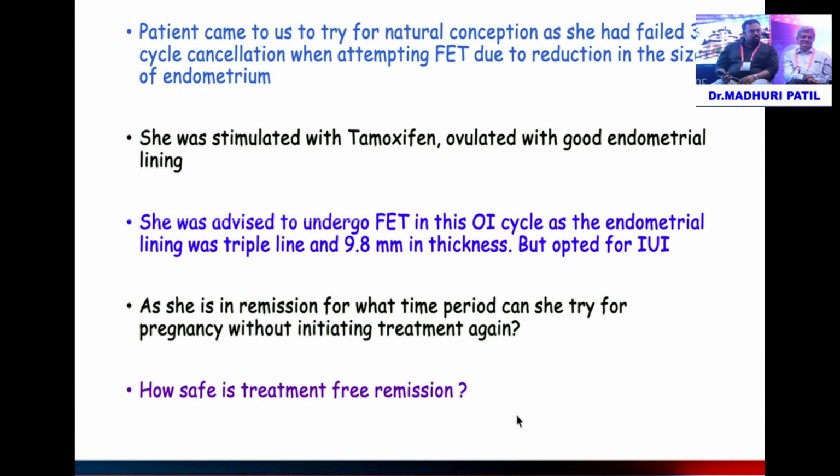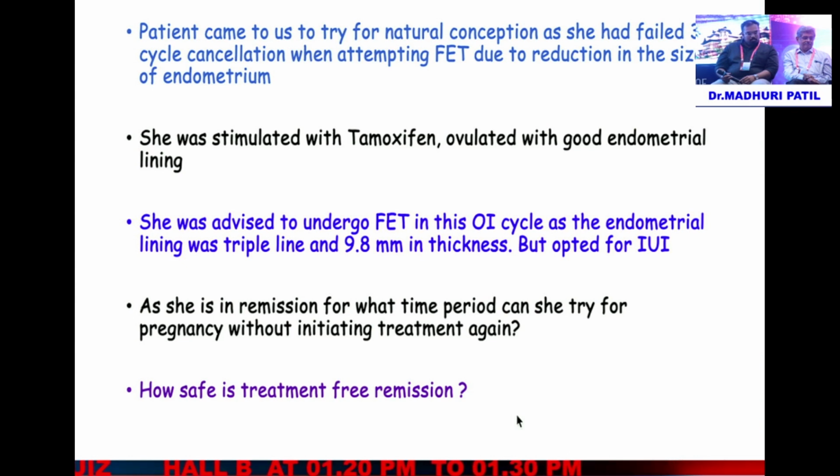So basically she wanted to try for natural conception when she came to us. So we had stimulated with tamoxifen and she ovulated with a good endometrial lining. So actually I advised her that you can go for your embryo transfer because you have your embryos present. But she said she didn't want to go. And then we treated her with gonadotrophins and she conceived in the third cycle.